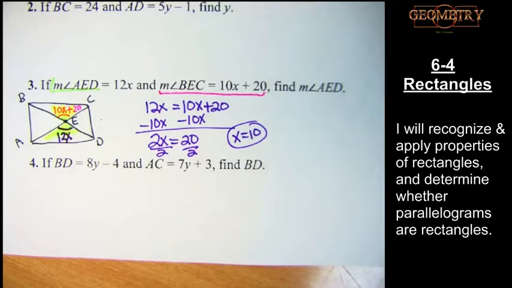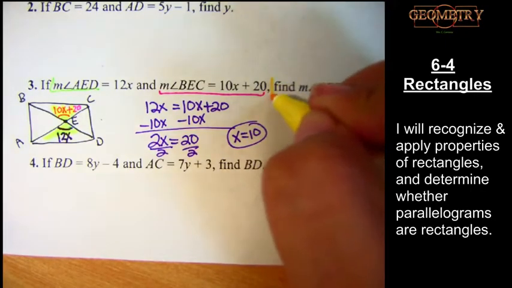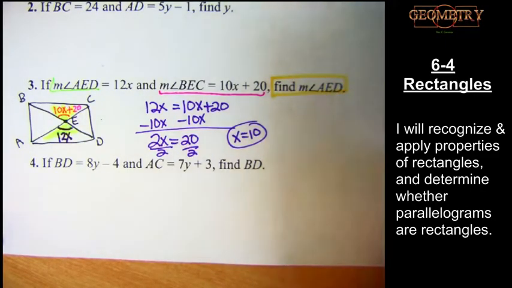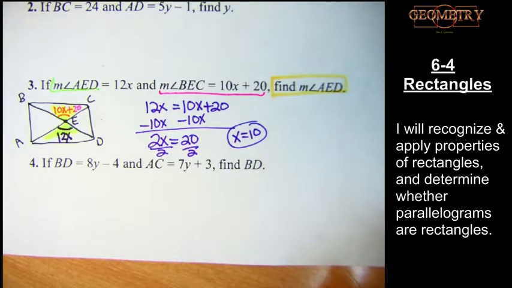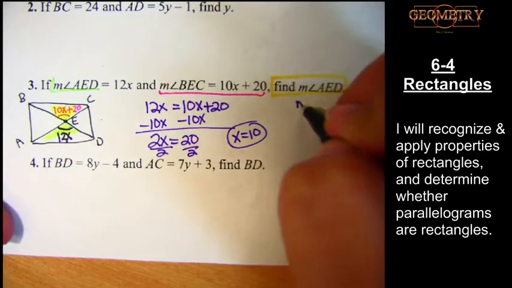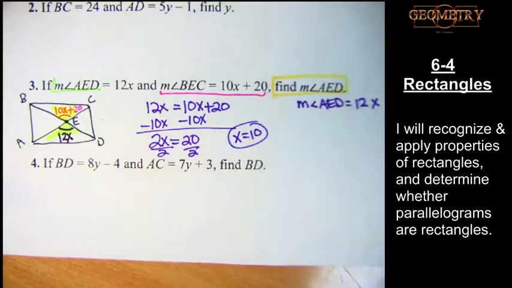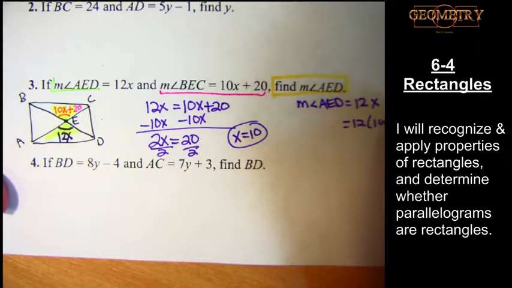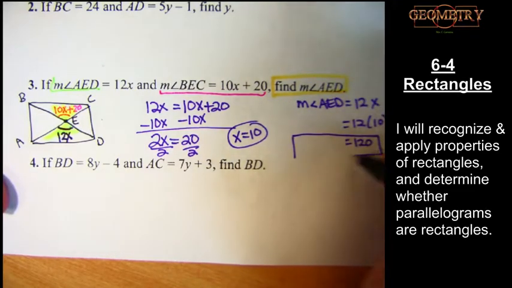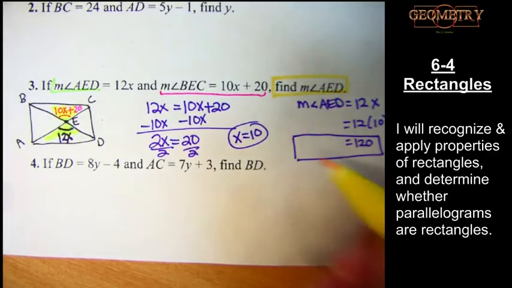Have I answered the question? I heard someone whisper at me, no, like it was a secret. You're right. No, I haven't answered the question because the question isn't find the value of x. The question is find the measure of angle AED. And we were told at the very beginning that the measure of angle AED was 12 times the value of x. So 12 times 10, or 120. And that is my final answer.